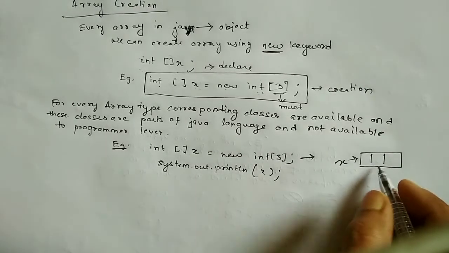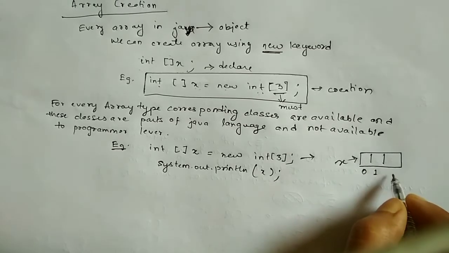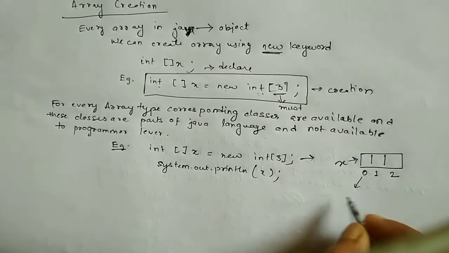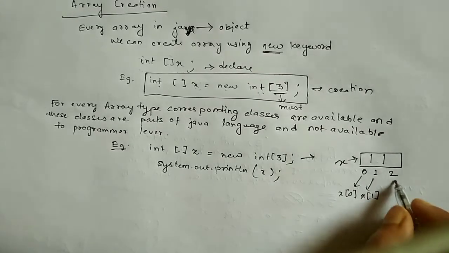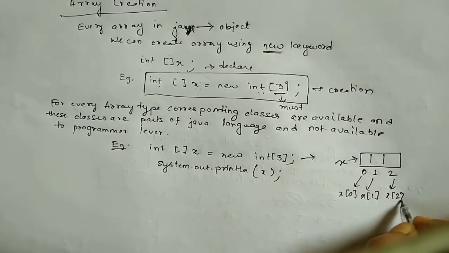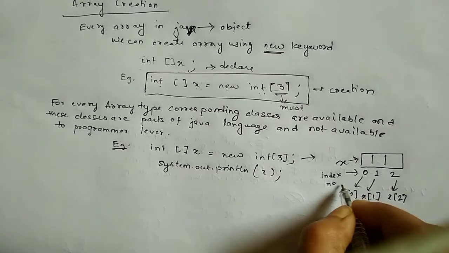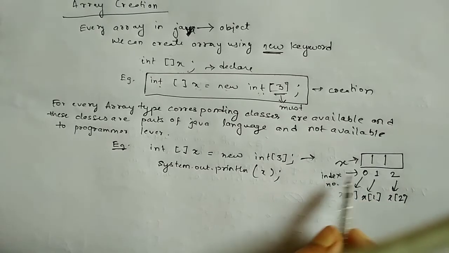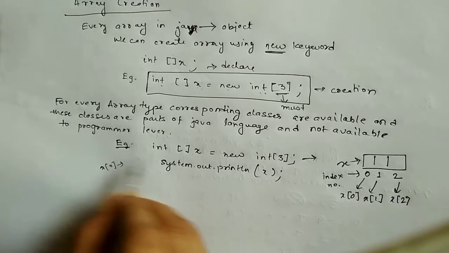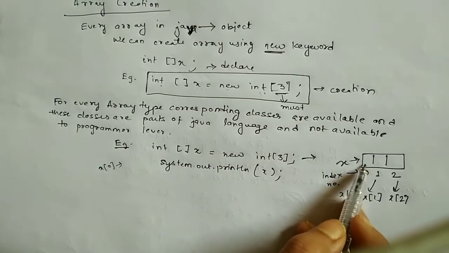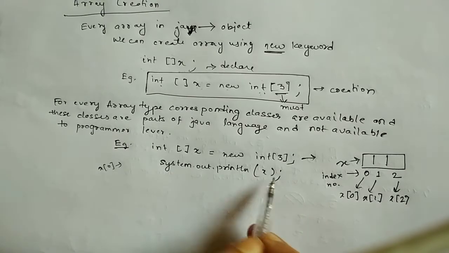They are individually assigned an index value. The index value starts from 0, 1 and 2. So this one is referred to as x of 0, this one as x of 1, and this one as x of 2. These are the index numbers or index values. Suppose we write System.out.println x of 0, it will give the value at this place.